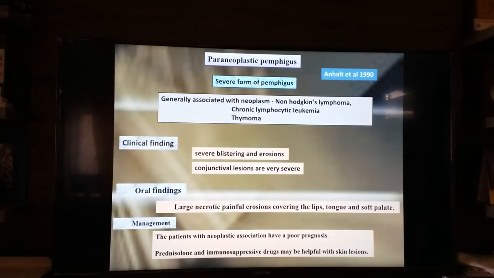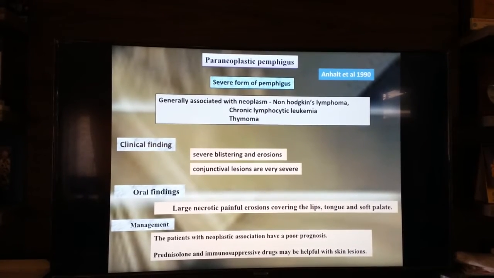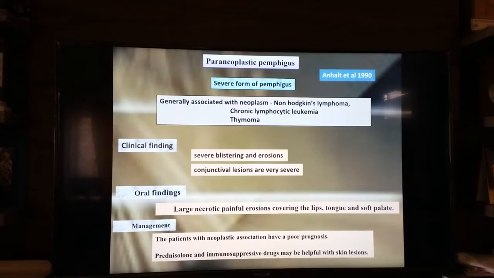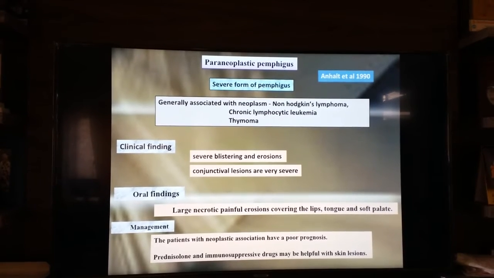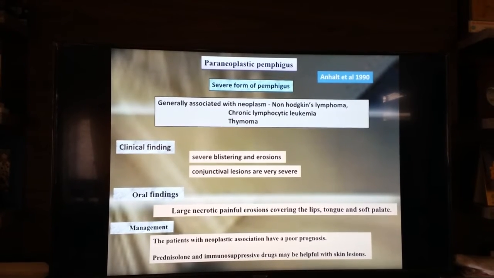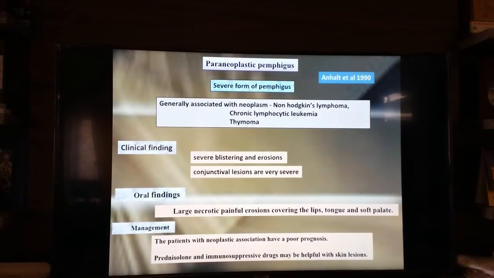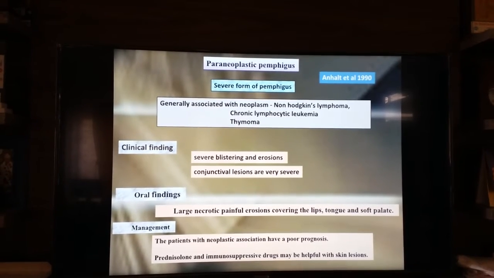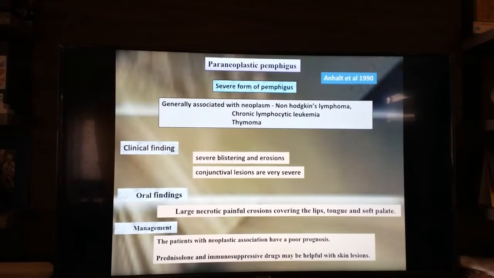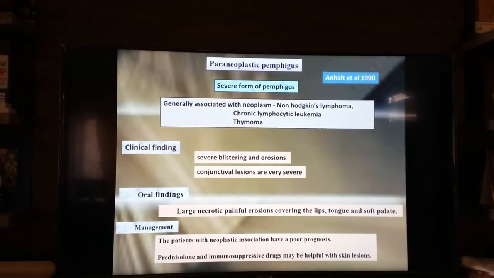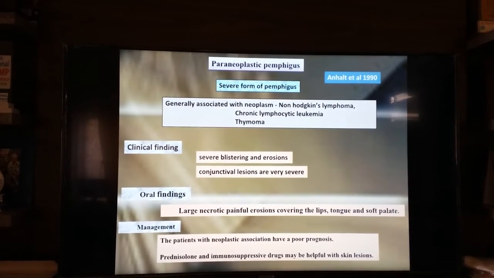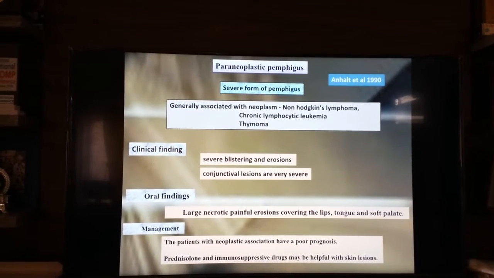Paraneoplastic pemphigus is another very severe form of pemphigus. It's associated with neoplasms, usually non-Hodgkin's lymphoma, chronic lymphocytic leukemia and thymoma, which can bring about paraneoplastic pemphigus. This was described by Anhalt et al. in 1990. Here there is a very severe form of blistering and erosions can occur, even in the conjunctiva of the eyes as well as the oral cavity.